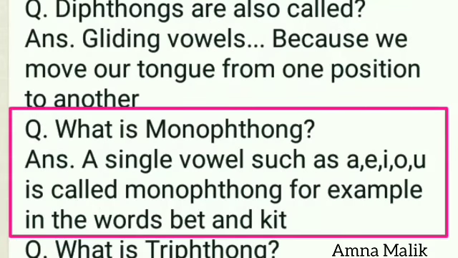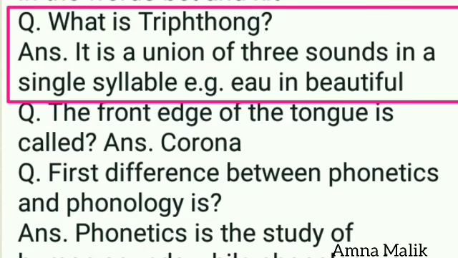Question. What is a monophthong? Answer. A single vowel such as e, a, i, o, u is called a monophthong. For example, in the words bat and kit. Question. What is a triphthong? Answer. It is a union of three sounds in a single syllable. For example, you and beautiful.